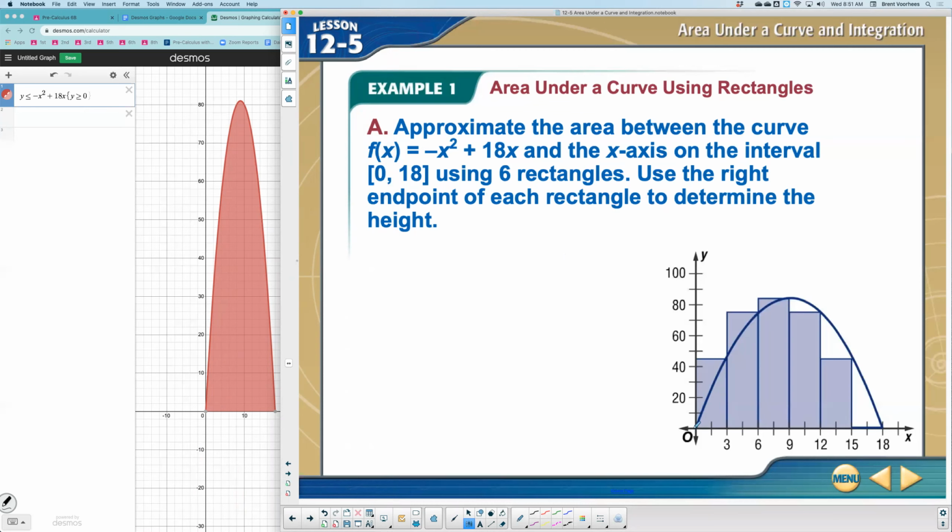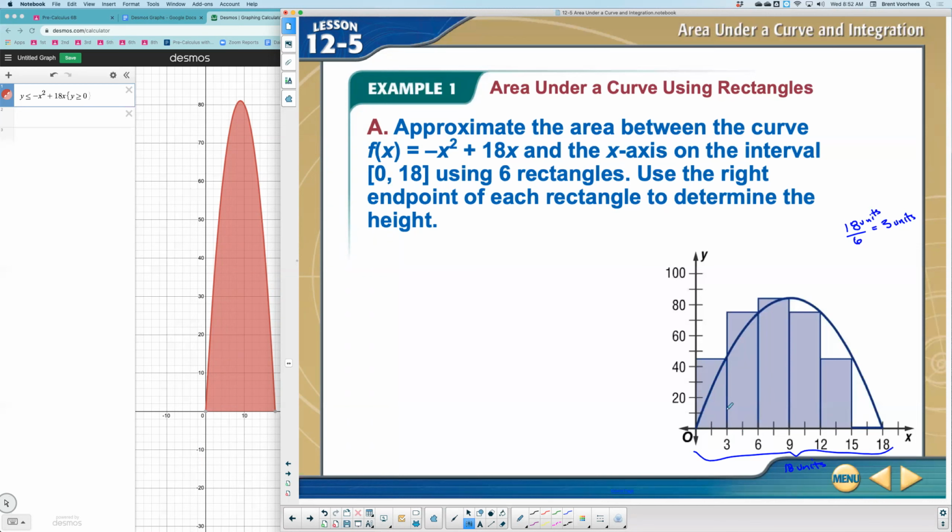Since this goes from 0 to 18, the total distance here is 18 units. From here to here is 18 units. And since I want 6 rectangles, they just take the 18 divided by 6, and we get rectangles of 3 in width. It should say 18 units divided by 6 is 3 units. So that's why each of these rectangles is 3 in width.